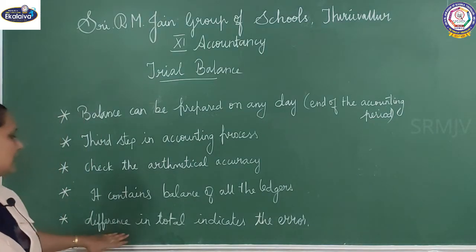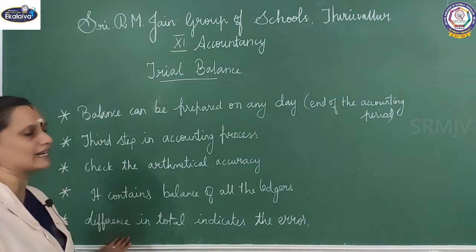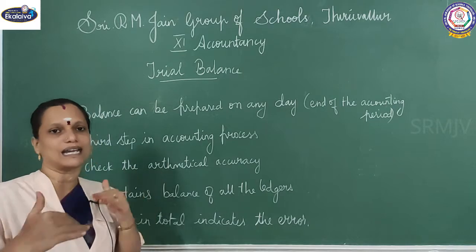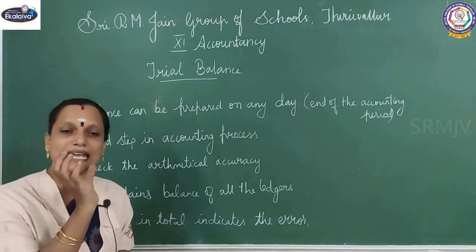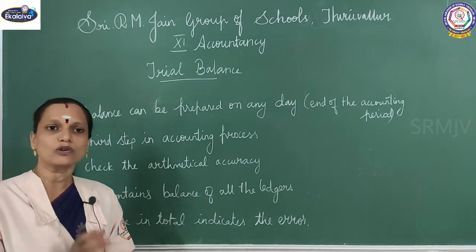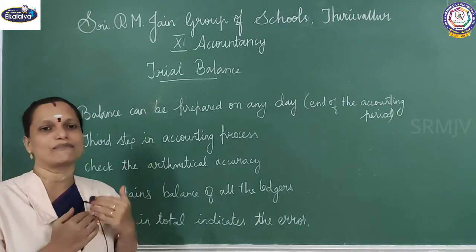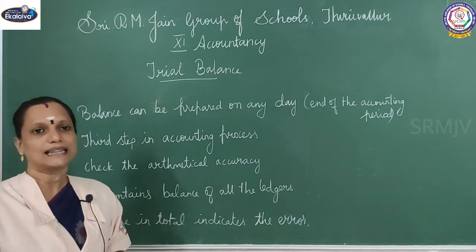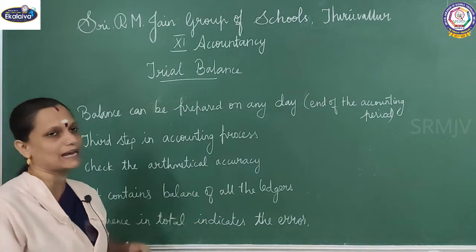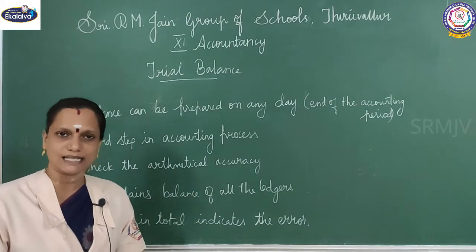Whatever balance we get, everything will be entered into the trial balance. A difference in the total indicates an error. So whatever difference we get in the trial balance indicates that we made some mistake somewhere else, and we can find it easily. That is why we prepare this trial balance. Children, shall we move on to the sum?